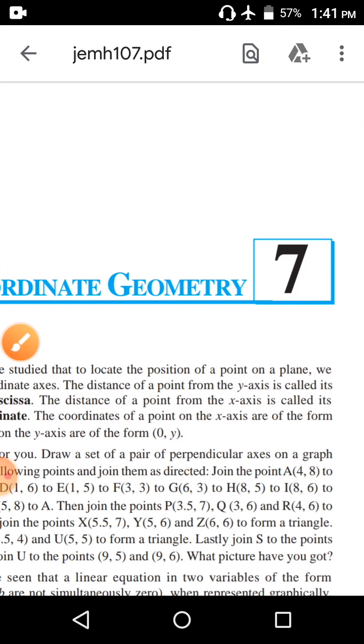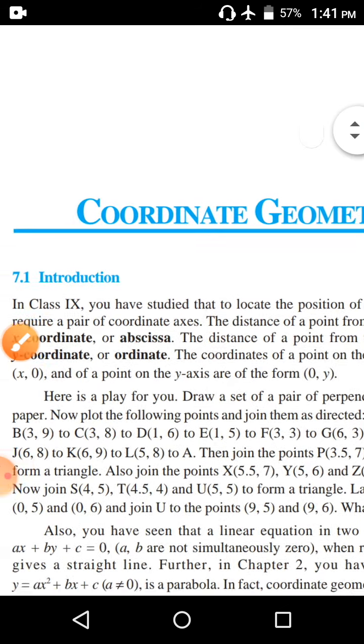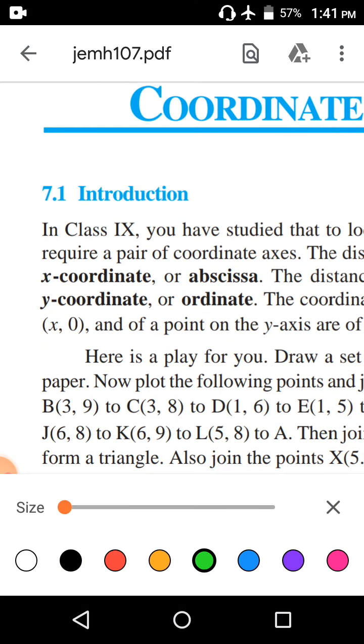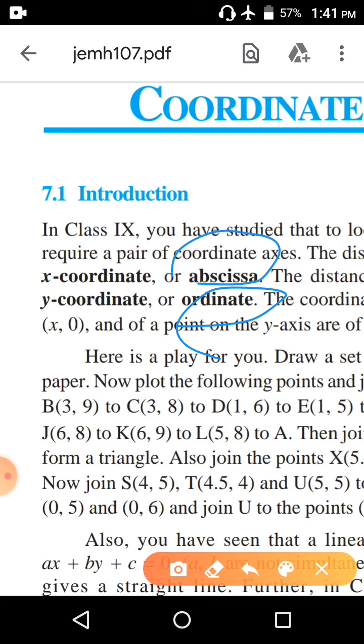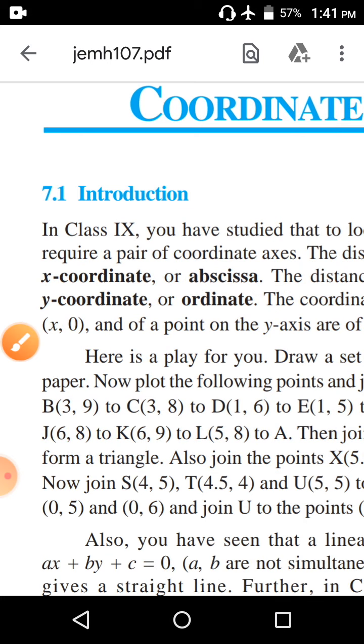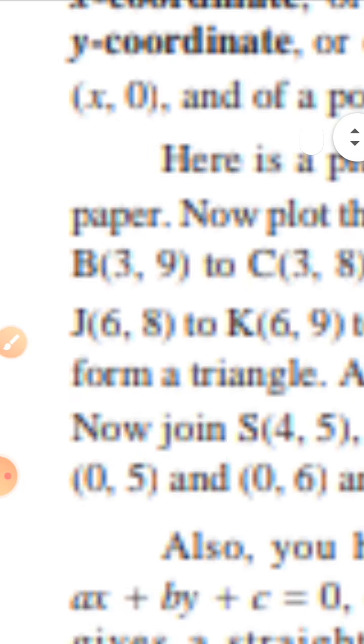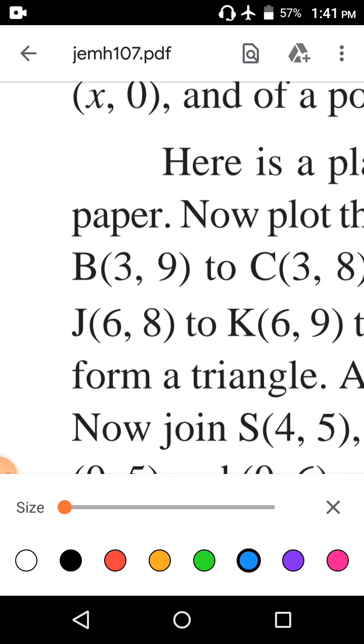So the first definition is here. Two important words have come up here: abscissa and ordinate. So what are abscissa and ordinate? Abscissa is the x coordinate. Suppose we have a point, for example (3, 9). In this point (3, 9), what is the abscissa? The abscissa is 3, and the ordinate is 9. First of all you should know this.